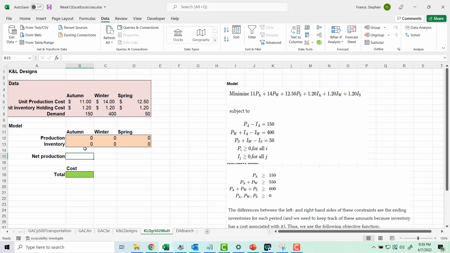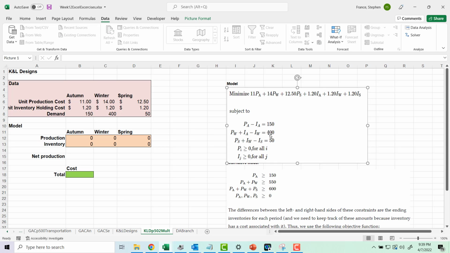And again, this is on page 502 in the textbook that explains it a little bit more. Our optimization function is basically minimizing our production cost and our inventory holding cost. So we're minimizing both of those. And we have an equation constraint at each stage. So in the first stage, we need to basically ship out 150 units. So we produce a certain amount, we hold some in inventory, and the leftover is this demand, this 150 units.